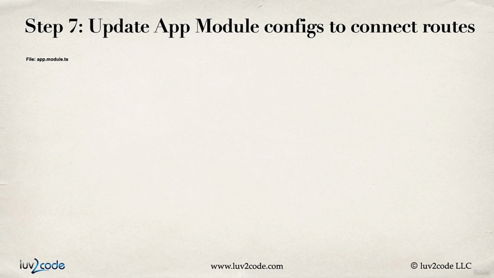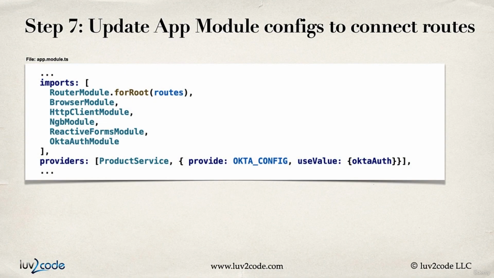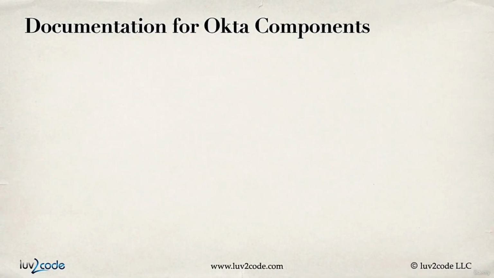We also need to make another update here to the app.module.ts. In the imports section, we need to import the Okta auth module. Basically it gives us access to the different components defined in the Okta auth module. And then for providers, we give a reference to Okta config. This allows us to perform dependency injection of the Okta auth service into different parts of our application. Alrighty, so that's pretty much it.